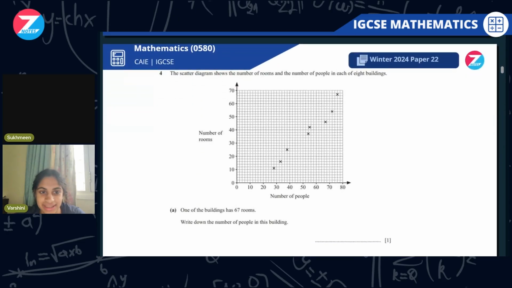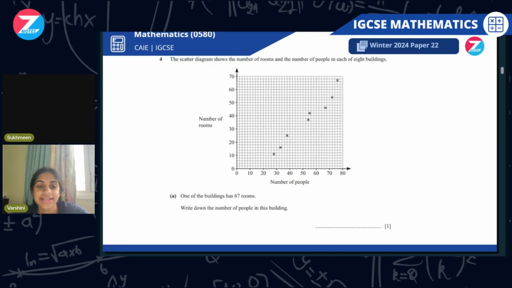Okay, to the next question. The scatter diagram shows the number of rooms and the number of people in each of 8 buildings. On the y-axis we have number of rooms, and on the x-axis the number of people. One of the buildings has 67 rooms, so over here it should be 67. Write down the number of people in this building.